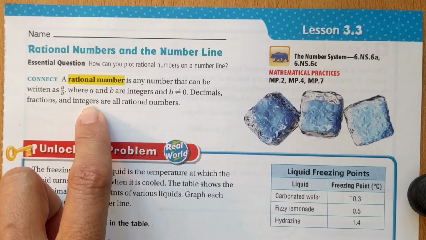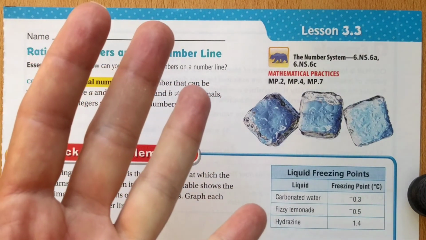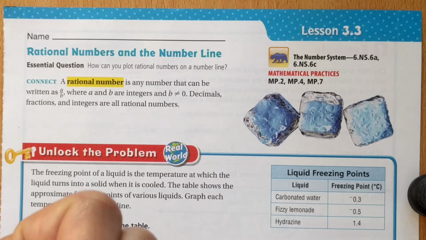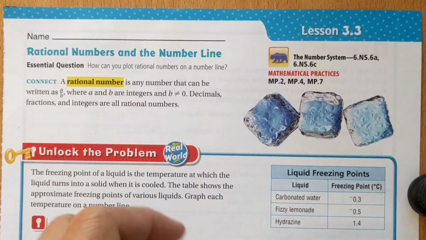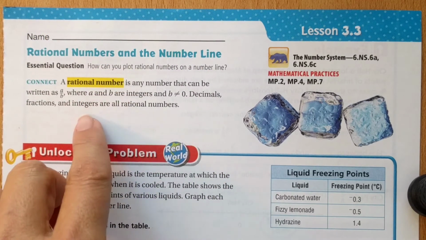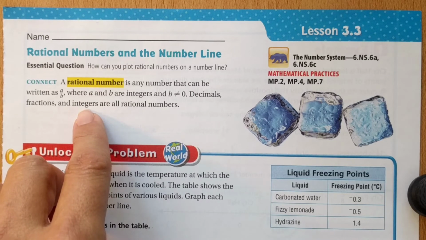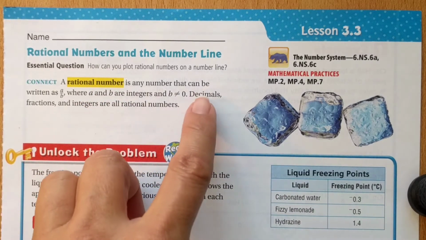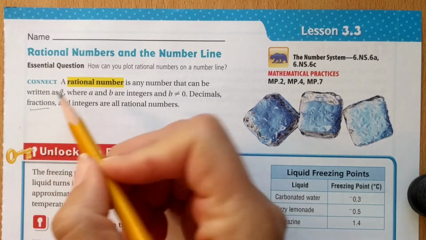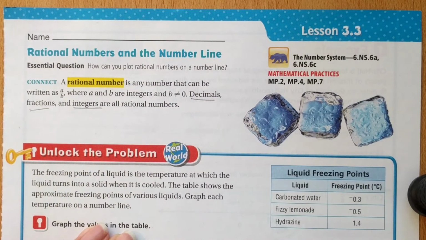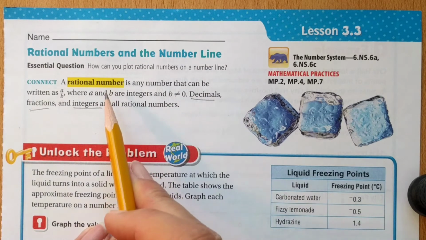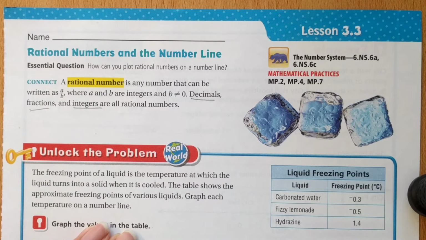Integers are your counting numbers, 1, 2, 3, 4, 5, and so on. And they're opposites, the negatives, -1, -2, -3, -4. Rational numbers are those integers, those kind of counting numbers, but they're also fractions and decimals. So they're fractions, decimals, and integers. That's what makes up rational numbers, the set of rational numbers.